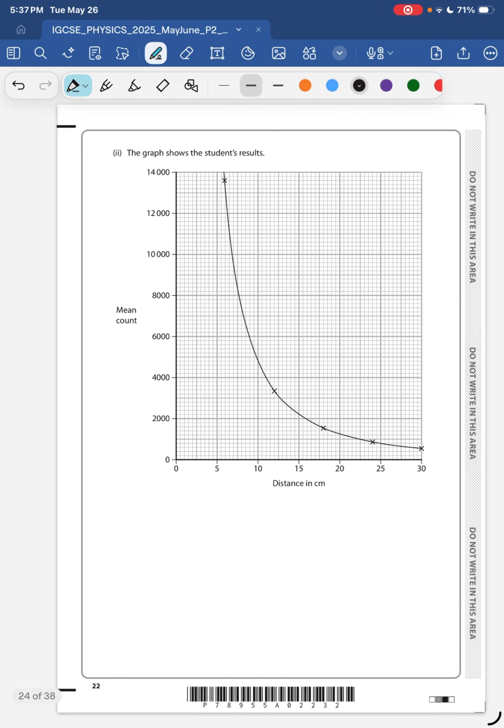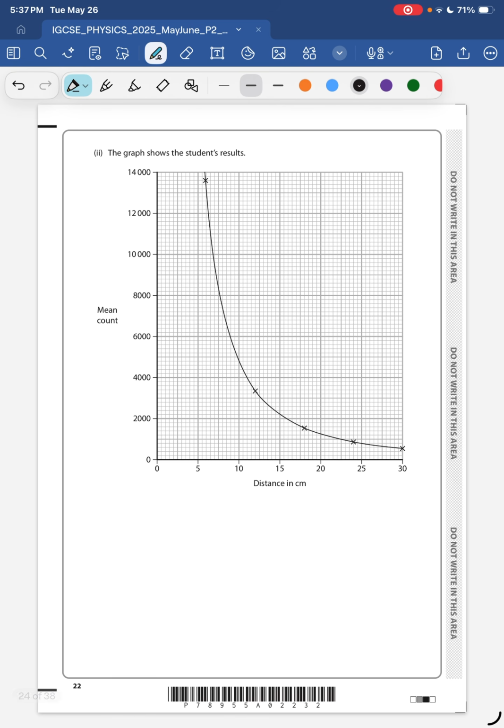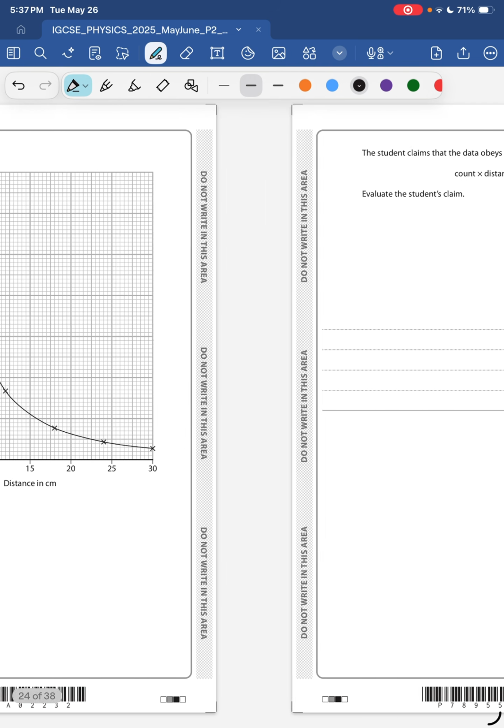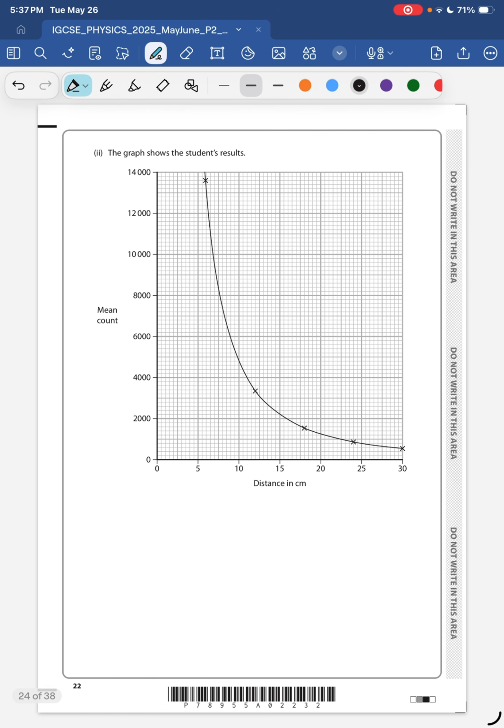Okay. Part 2, the graph shows the students' results. Okay, we see the mean count, and as we increase the distance, the counts reduce in kind of like a parabolic fashion. So the student claims that the data obey the formula count times distance squared is equal to a constant. Evaluate the student's claim. Okay, first of all, let's come to this graph.